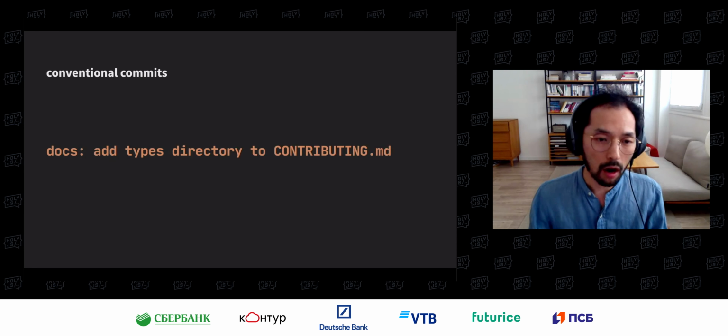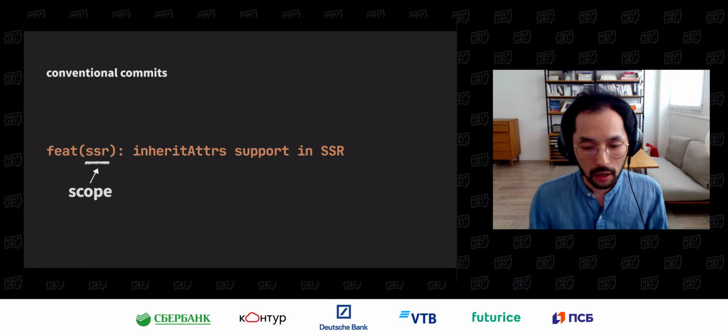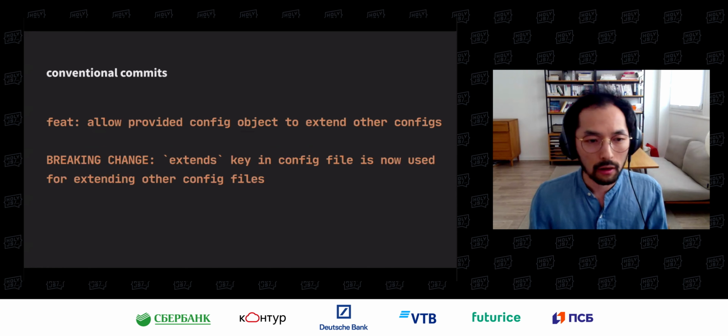And there can be docs add types directory to contributing.markdown. And we could have feat, which means feature: SSR inherit attribute supporting SSR. Again, SSR is a scope here. And we could have a breaking change commit. So if the commit message has the string breaking change, it means it's going to be a breaking change and we need to bump the major version.